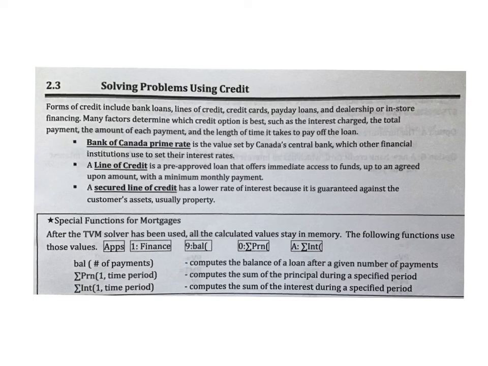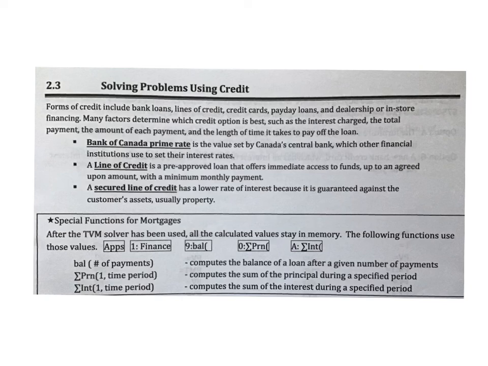So just some keywords here. The Bank of Canada prime rate is a value set by Canada's central bank, which other financial institutions use to set their interest rate. So there's always this base rate, and then banks go on top of that base rate for interest rates. A line of credit is a newer type of way to get a loan.